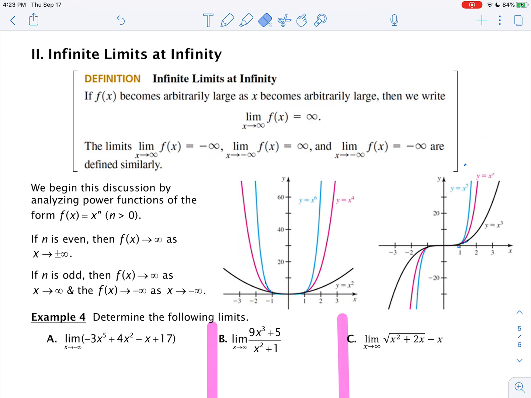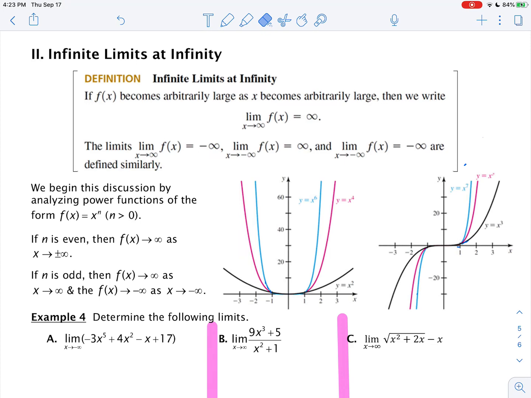Okay, this is part 2 of section 2.6, Infinite Limits at Infinity. This is from the James Stewart Calculus Early Transcendentals book, and we're going to go over some examples of taking limits as x goes to infinity of a function and what it means for us to have infinite limits.